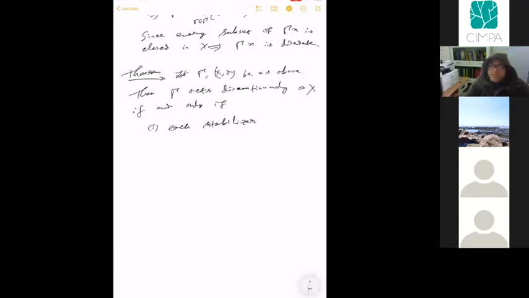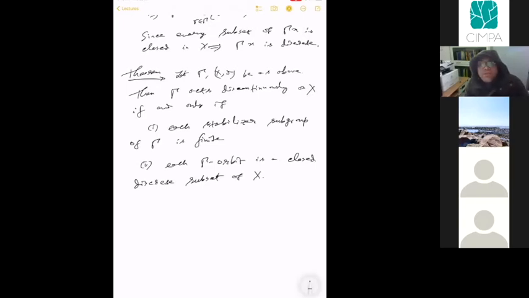each stabilizer subgroup of gamma is finite, and each gamma orbit is a closed discrete subset of X. Okay, so we have already seen one direction, right? We have already seen one direction, all right?